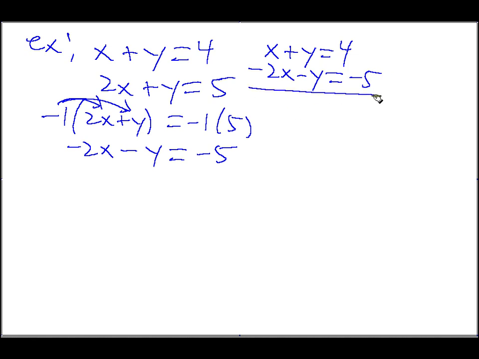Now I simply add them vertically because the y's will cancel. Plus y, minus y, cancel out. What is x plus negative 2x, or x minus 2x essentially? That's negative 1x equal to 4 minus 5, negative 1. So divide both sides by negative 1 here on the x to get rid of the negative sign. So x will be what? Positive 1 as our solution.